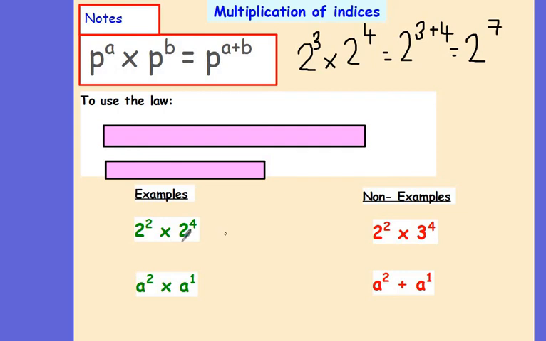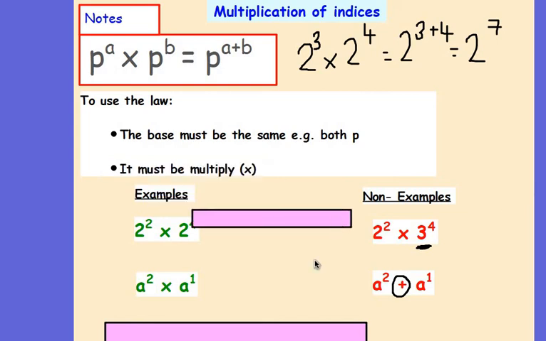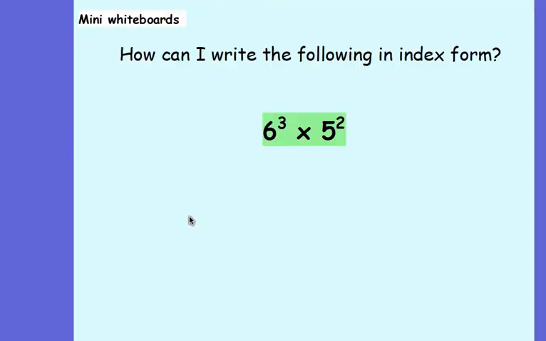Okay, so what do you notice is different about this top example? 2 to the power 2 times 2 to the 4 and 2 to the power 2 times 3 to the 4, Owen. For the non-example, the base has changed, and when the base has changed, we cannot use the law. To use the law, the base must be the same. So both must be p, both must be 2. In this case, both must be 2. What else do you notice, Dylan, has to be true? Look at the second example. It has to be multiply. If we've got a plus in the middle, we cannot use the law. It must be multiply.